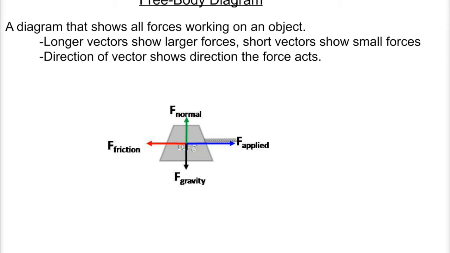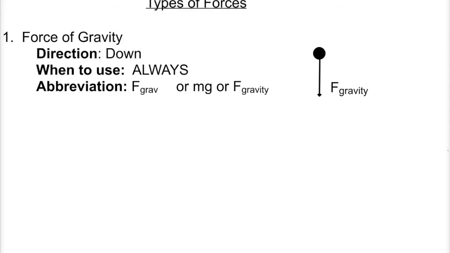So in order to make these diagrams, you first have to know what all the different forces are that could be acting on an object. The ones we're going to be concerned about are just a handful of them, 5 or 6 of them. The first one that we want to know about is gravity. Every single object that you draw in this class, you are going to have the force of gravity. Every single time, so get used to it.